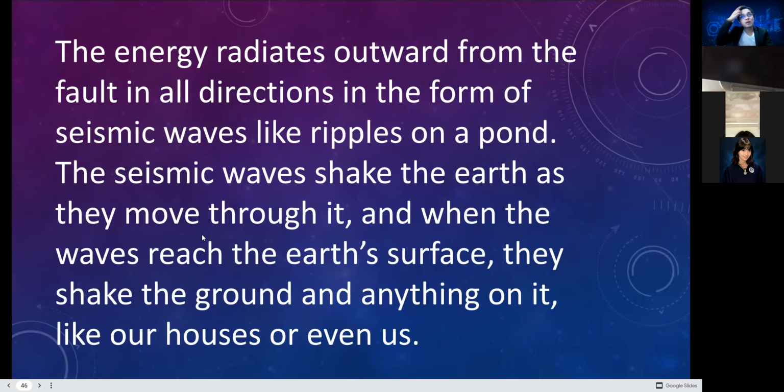Question: why do we need to have earthquakes? If earthquakes are damaging to nature and can cause damage to humanity, why do we need to have earthquakes? What's with the earthquake? Any idea?